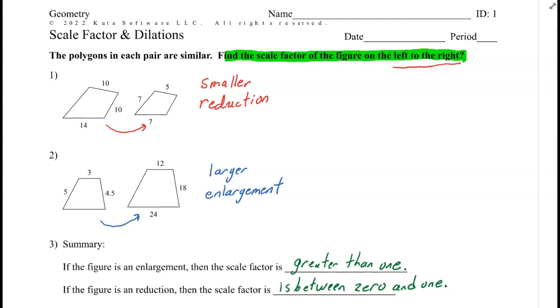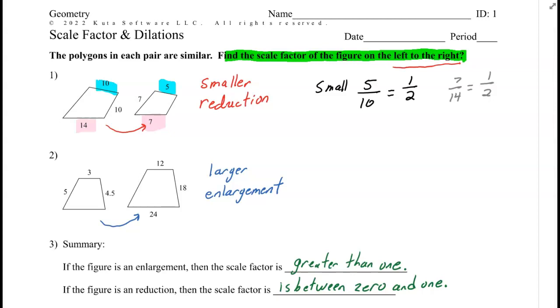So if we jump back up to problem number 1, since the image is getting smaller, we have a 5 and a 10. To figure out the scale factor, we're going to write it as a fraction, and we always want the small number in the numerator if the object is getting smaller. So the scale factor is 5 over 10, which reduces to 1 over 2 if you use your calculator. You could have used the 7 and the 14 if you wanted to. So you could have said 7 over 14. Again, the small number is in the numerator. That reduces to 1/2.